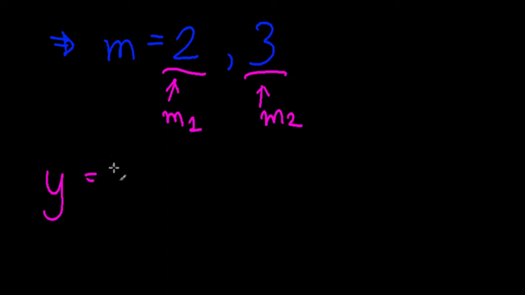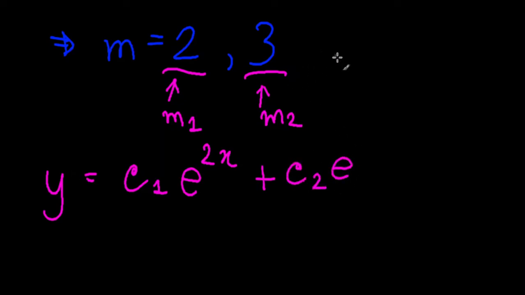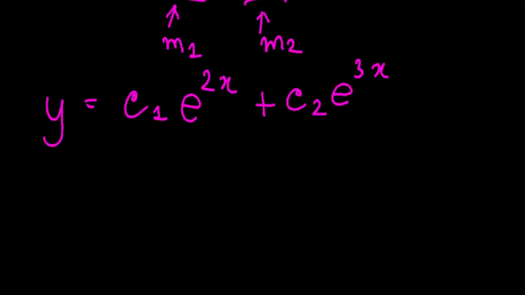It's going to equal some arbitrary constant c1 times e to the power of one of these, so 2x, that is m1x, plus c2 multiplied by e to the power of the other one, so 3x. And so, is anything wrong here? Is anything wrong?